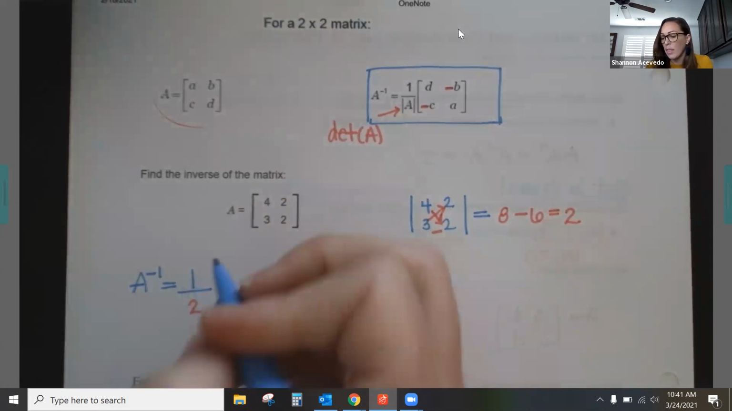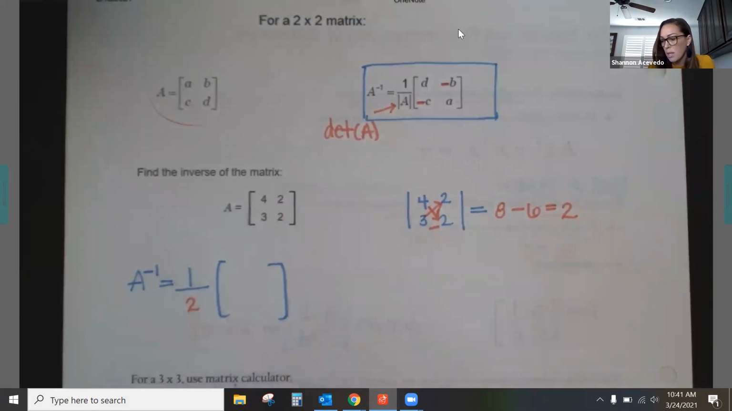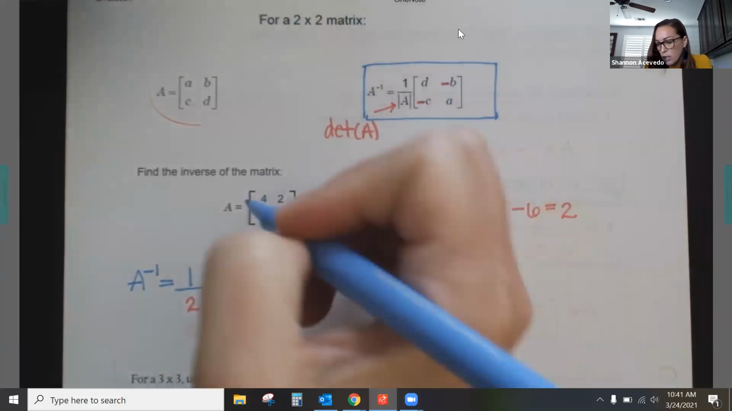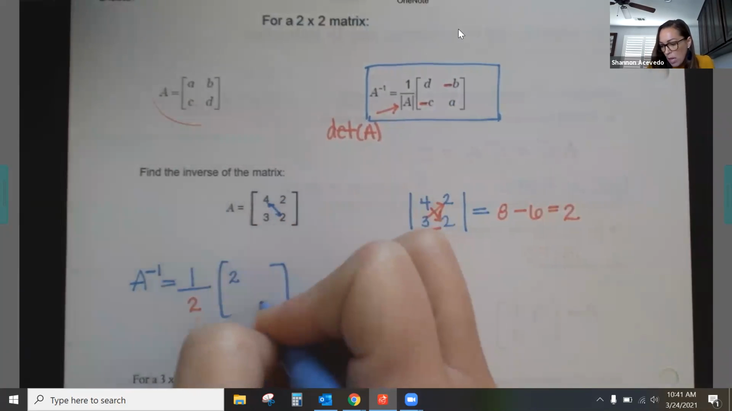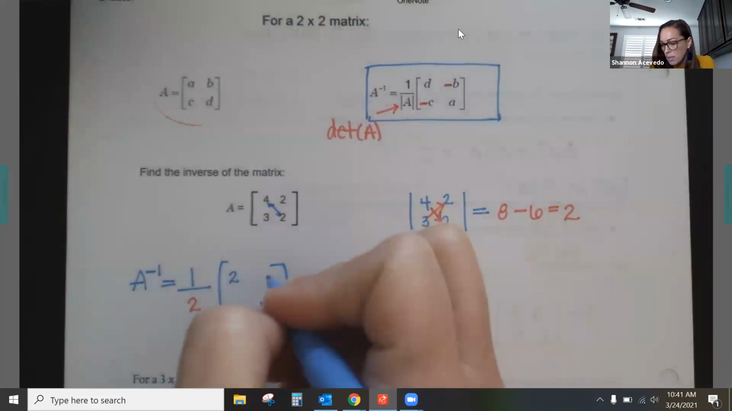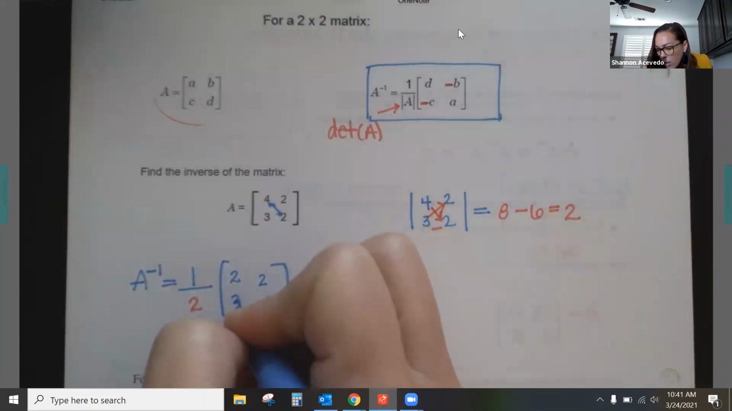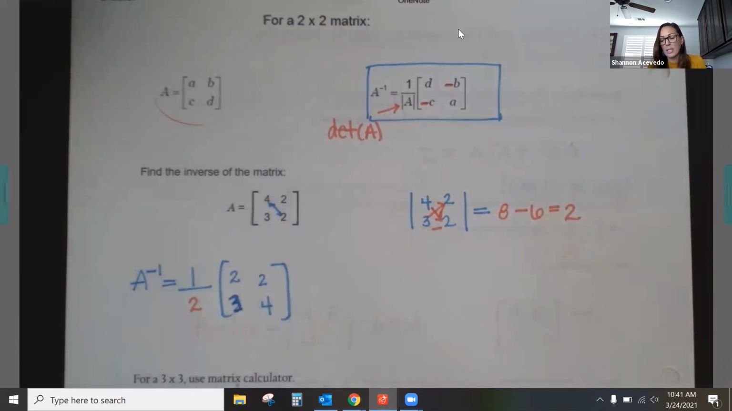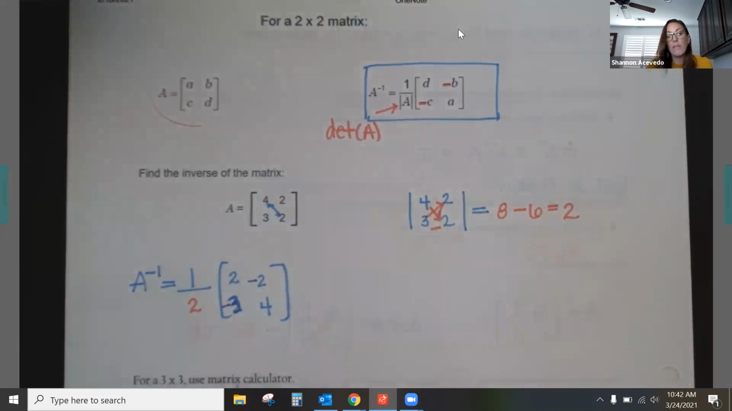Okay. Then inside my matrix, A and D switch locations. So A and D, these two are going to switch locations. So this becomes a 2 here and a 4 here. My 3 and 2 stay in the same spots. But I switched the signs. So these are both positive, so I'm going to switch the signs and make them both now negative. Now, if one of them would have been a negative, it would have become positive. It's always the opposite signs.